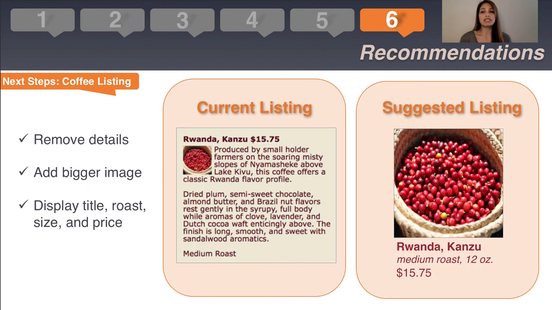Here's a view of the current listing next to my suggested listing. The details of each coffee product are currently on the product detail page, so they do not need to be displayed here. So I suggest removing the details altogether, making the image bigger, and displaying quick view data like the coffee title, roast, size, and price. This view is cleaner and more user-friendly.